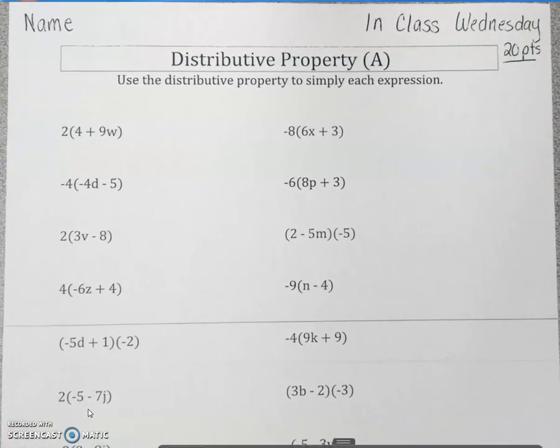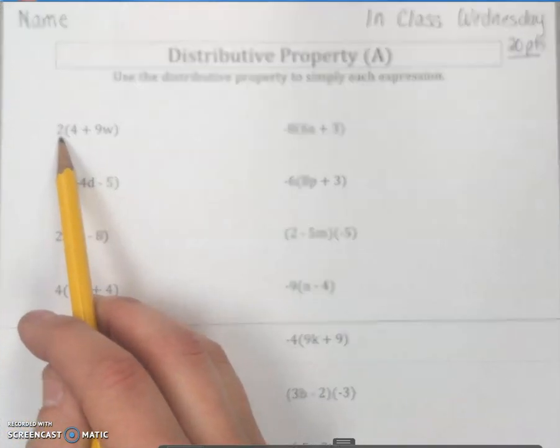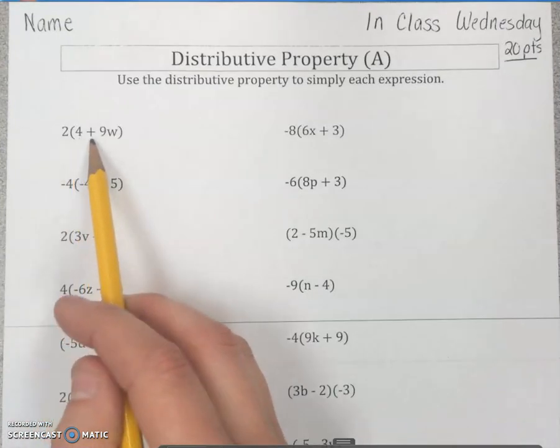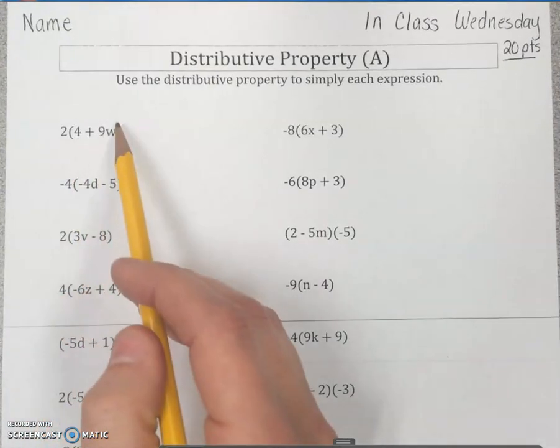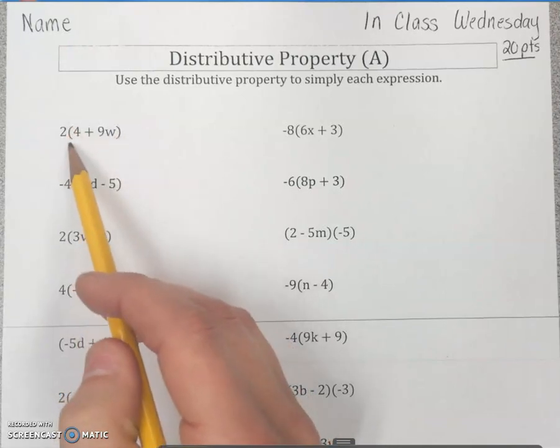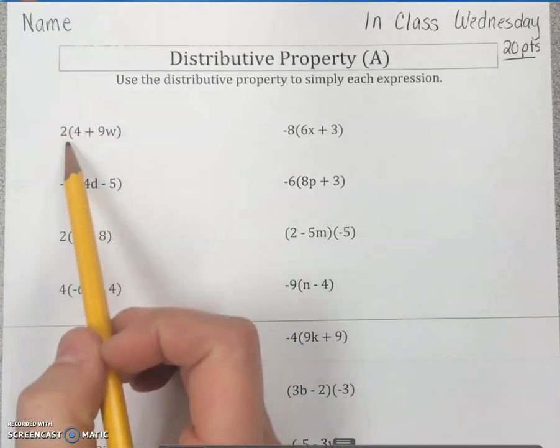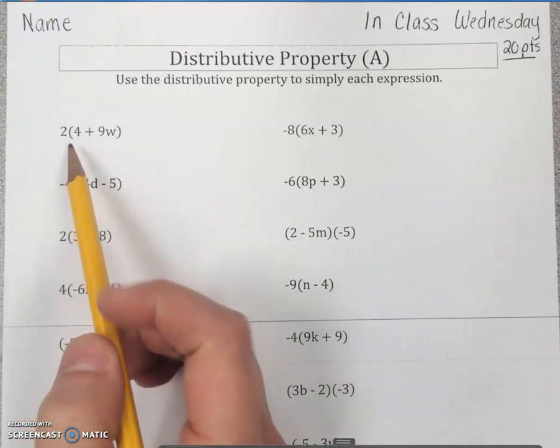So distributive property. I really want to take a minute for us to talk about what the word distribute means. Distribute means to hand out, we'll say, to give out. So I'm distributing these tests to you. So I'm handing them to each of you. That's what it means to distribute. So when we look at this first one, it is 2 times 4 plus 9w. Remember that these parentheses mean times. So when we see a problem like this, we need to use the distributive property.